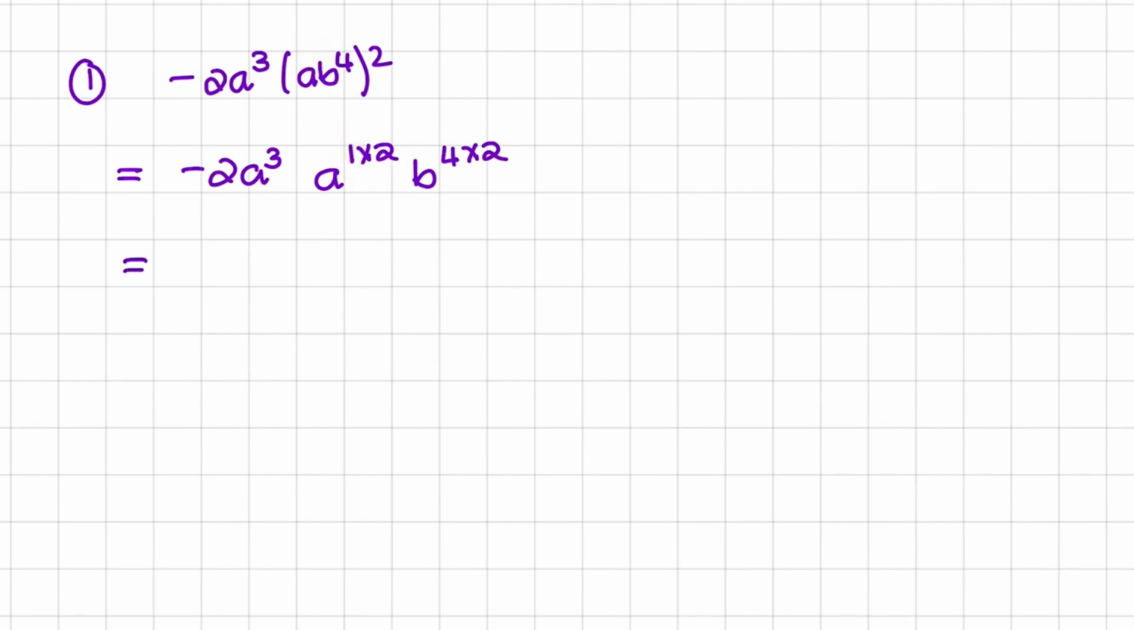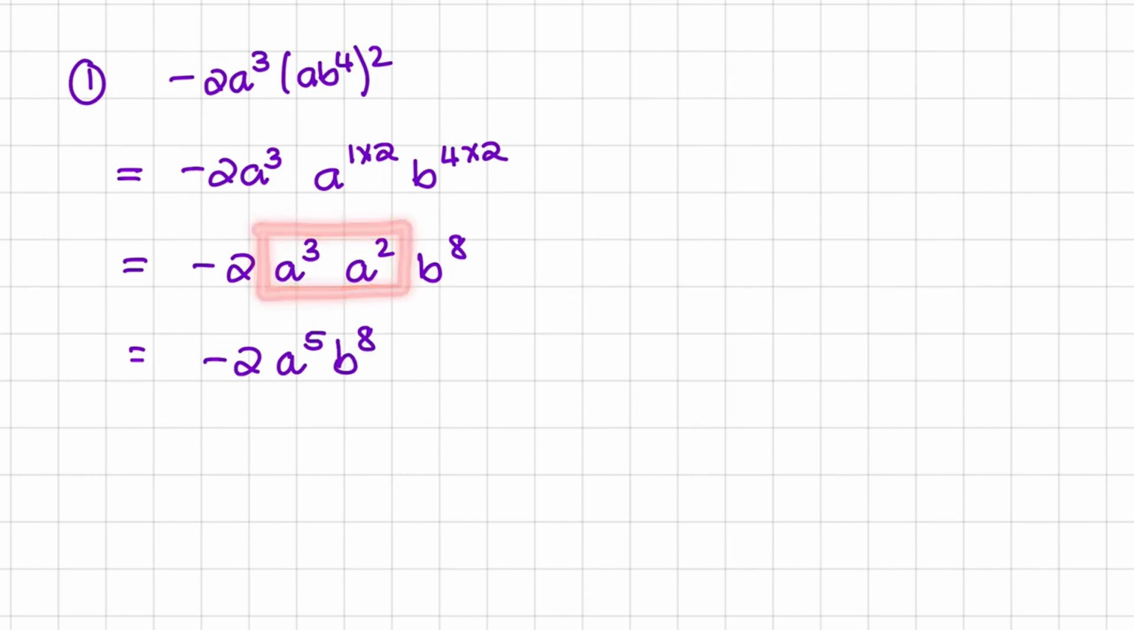So let us quickly simplify. So we have -2a³, a², b⁸. Now the next law of exponents that I can use is by adding the exponents together when the bases are the same. So we'll have -2a⁵b⁸. Notice that I'm only adding the exponents of a together to get to a to the power of 5. And that's our first example.